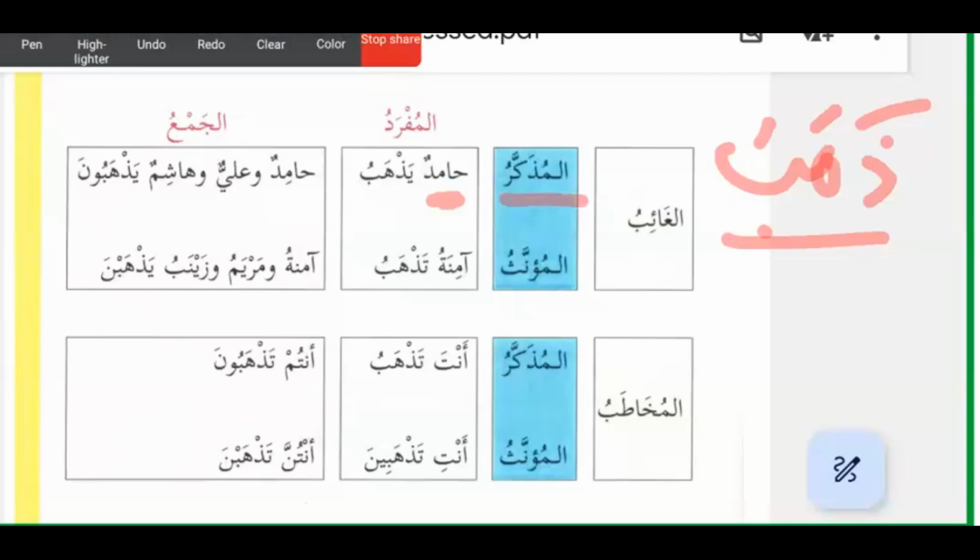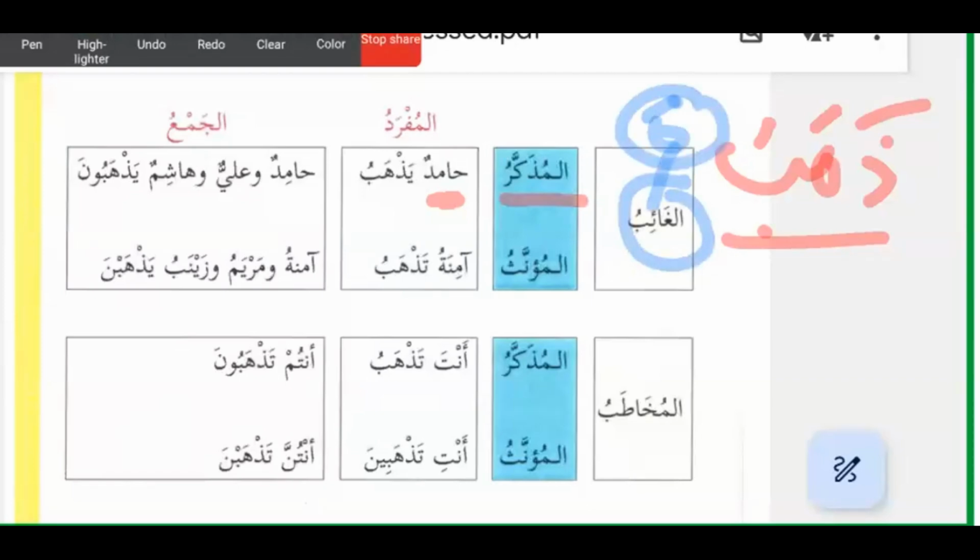in this for mufrad. But once it comes to jama, jama means they go. Yani Hamid, Ali, and Hashim, they go. They are going, or they will go. Likewise, Amina tazhabu. Now, for this muzari, we have 14 awzan. Likewise, we have for the mazi, zahaba, zahaba, zahabu, zahabat, zahabata, zahabna. They are for the ghaib. So the ghaib is having 6 awzan in it.